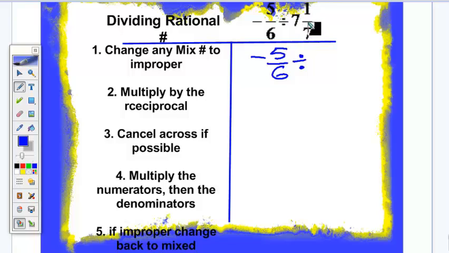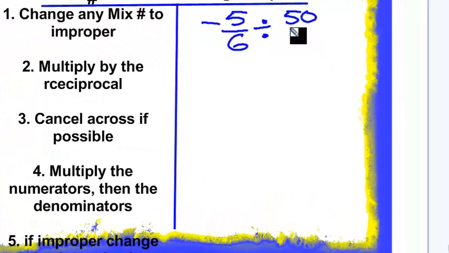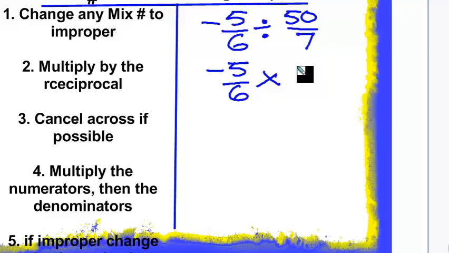change it to improper. 7 times 7 will be 49, plus 1 we get 50 over 7. Okay, the next step will be to multiply by the reciprocal. So remember the rule for dividing by a fraction. Negative 5 over 6 stays the same. Division turns to times. And 50 over 7, we flip it.